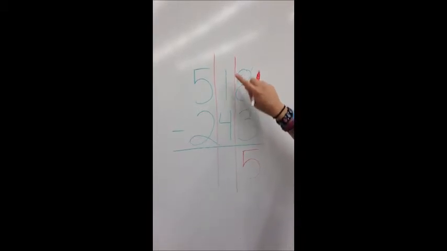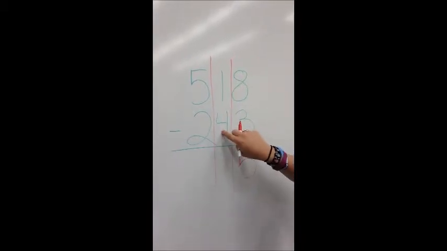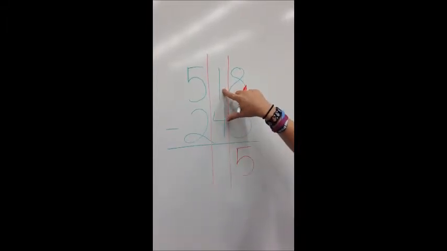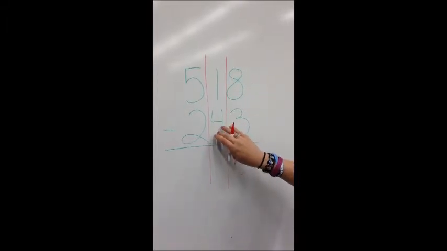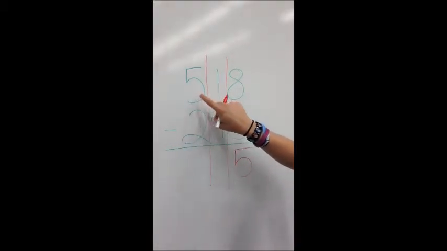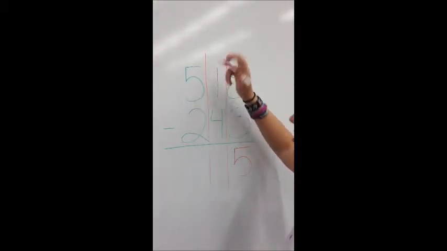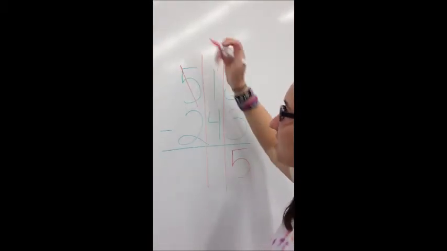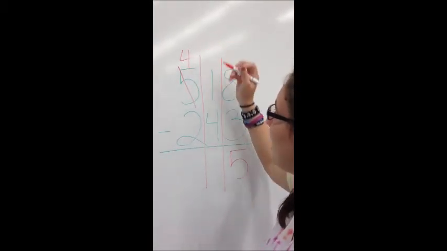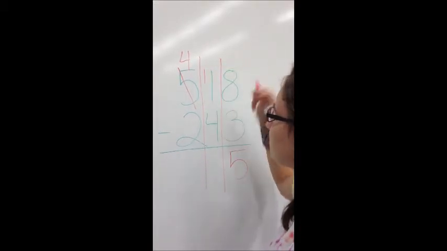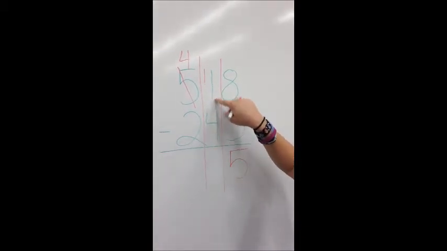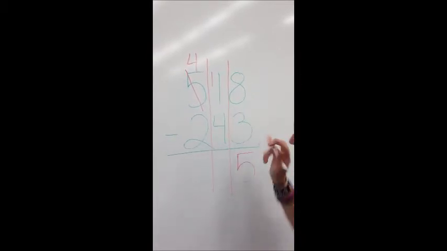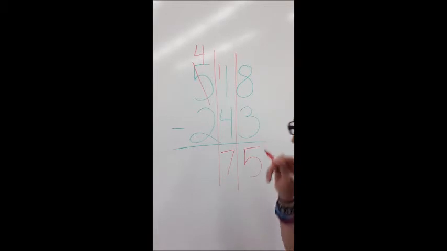Now we're going to move to our tens place, and we have a 1 minus 4. But you can't subtract 4 from 1 because it's a bigger number on the bottom. So you have to borrow from your neighbor. So you're going to take 1 from your neighbor, so you're going to cross out your 5, and if you do 5 minus 1, you get 4. And you're going to bring that 1 right over here for this one. So now you have 11 minus 4. 11 minus 4 is 7.